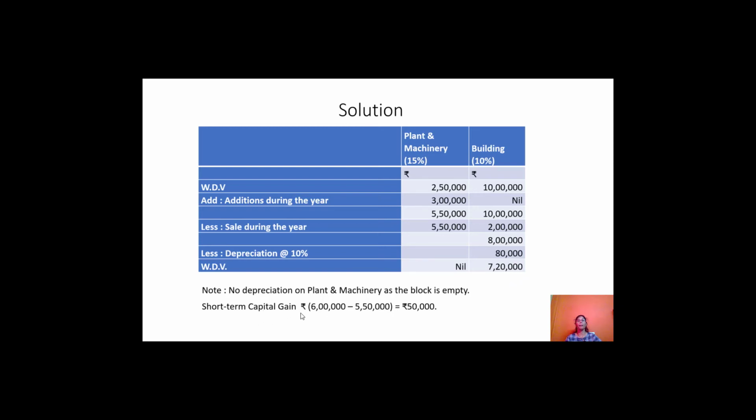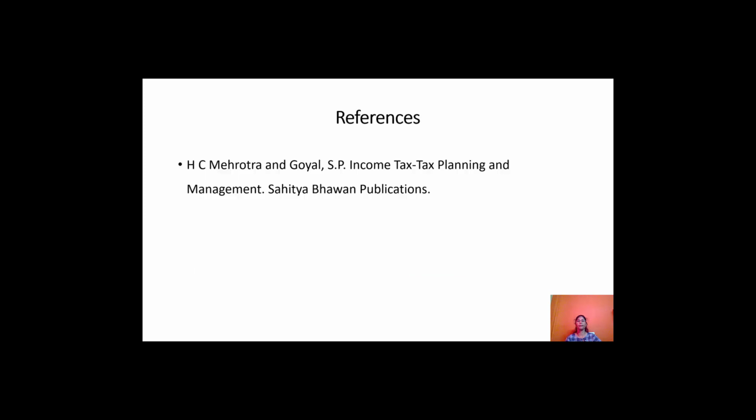So the short term capital gain in respect of plant and machinery is, it was sold for 6 lakh but its value was 5,50,000, therefore 50,000 rupees is the short term capital gain. So this is the reference book used for these problems.